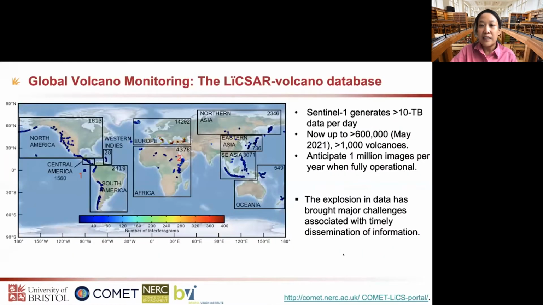So we can use InSAR to monitor volcanoes around the world, and a particular benefit is in remote areas where ground-based systems are not available. This world map shows the location of volcanoes acquired by Sentinel-1 satellites. They are automatically processed with LiCSAR, and the interferograms cover 0.5 degrees centered at volcanoes and are stored on the JASMIN server. When the system fully operates, it will generate more than 1 million images per year. So clearly, an automatic system to detect volcano alerts is required.